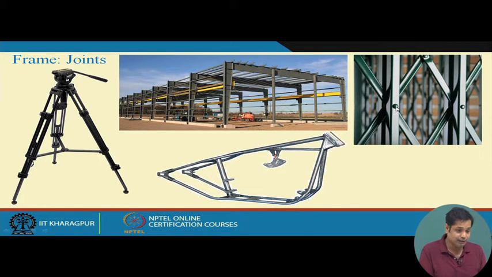This is not that different; members are connected at the end. So this is not a truss. So this is a frame, but in this case the joints are pin joints. Okay, so in a nutshell, in a frame the restriction for a truss is released.